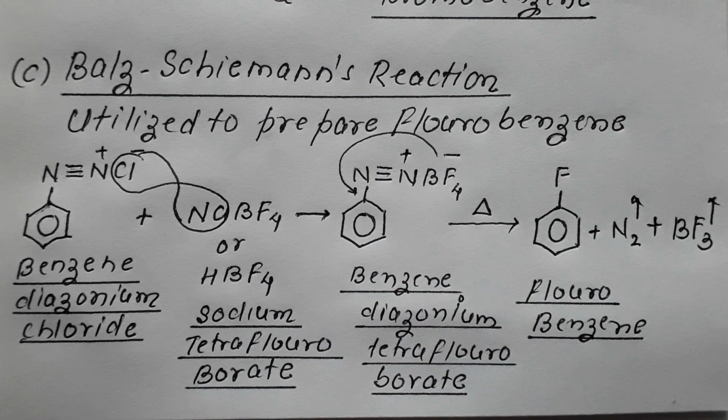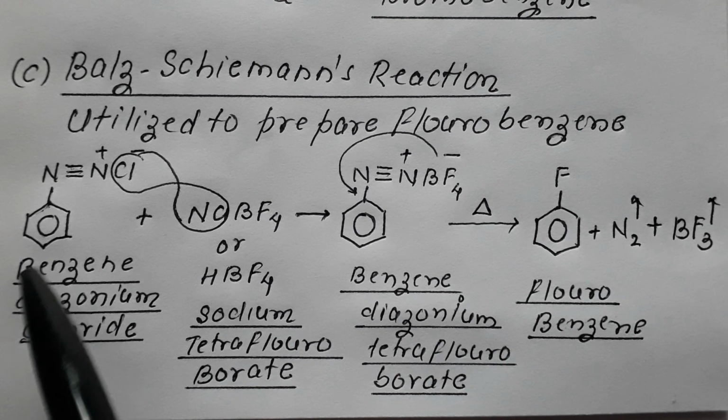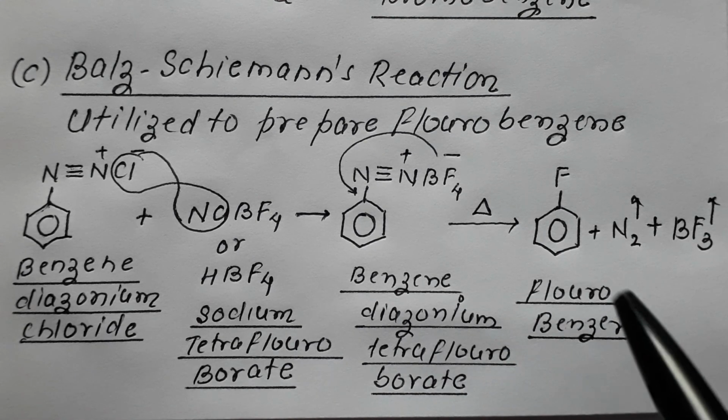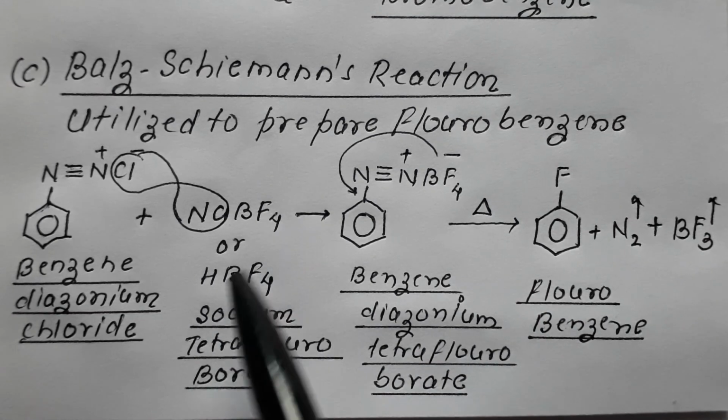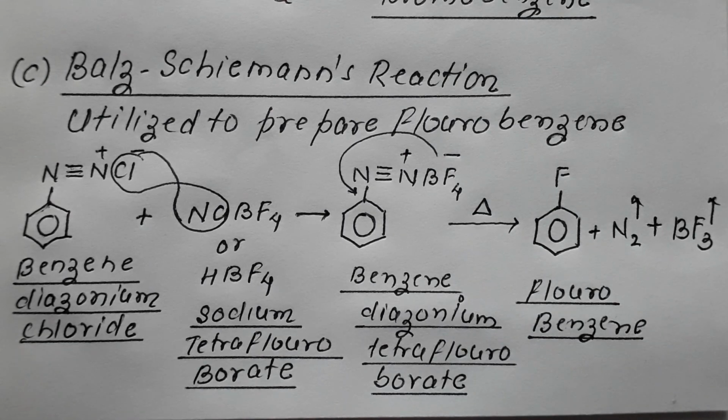So this method of converting benzene diazonium chloride into fluorobenzene using either NaBF4 or HBF4 is termed as the Balz-Schiemann reaction. This is the only reaction through which fluorobenzene can be prepared.